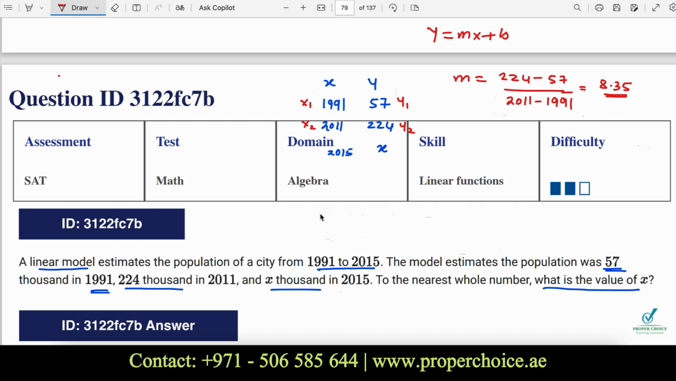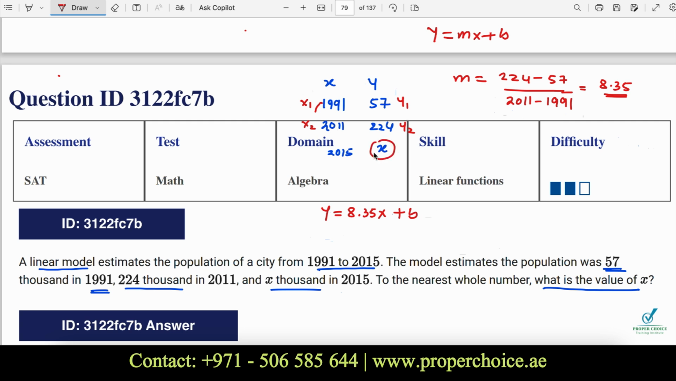So now your equation will be modeled as y equals 8.35x plus b. You can find out the value of b, or you can consider 2011 as the initial value, this will be 224. Or if you are considering 1991 as the initial population of b, then you have to calculate how many number of years from 1991 to 2015, and you have to substitute there as x. Either way is fine.